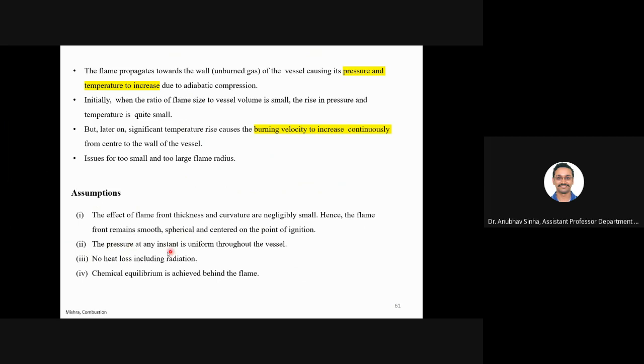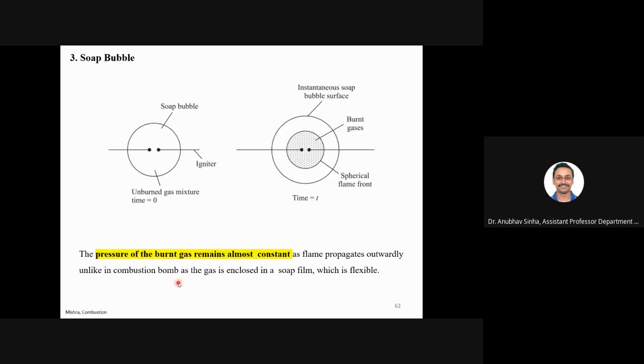Now we also assume that the pressure is constant. That is again a valid assumption when your flame radius is small. No heat loss, including radiation. And we also assume that chemical equilibrium is achieved. Okay, that is a standard assumption.